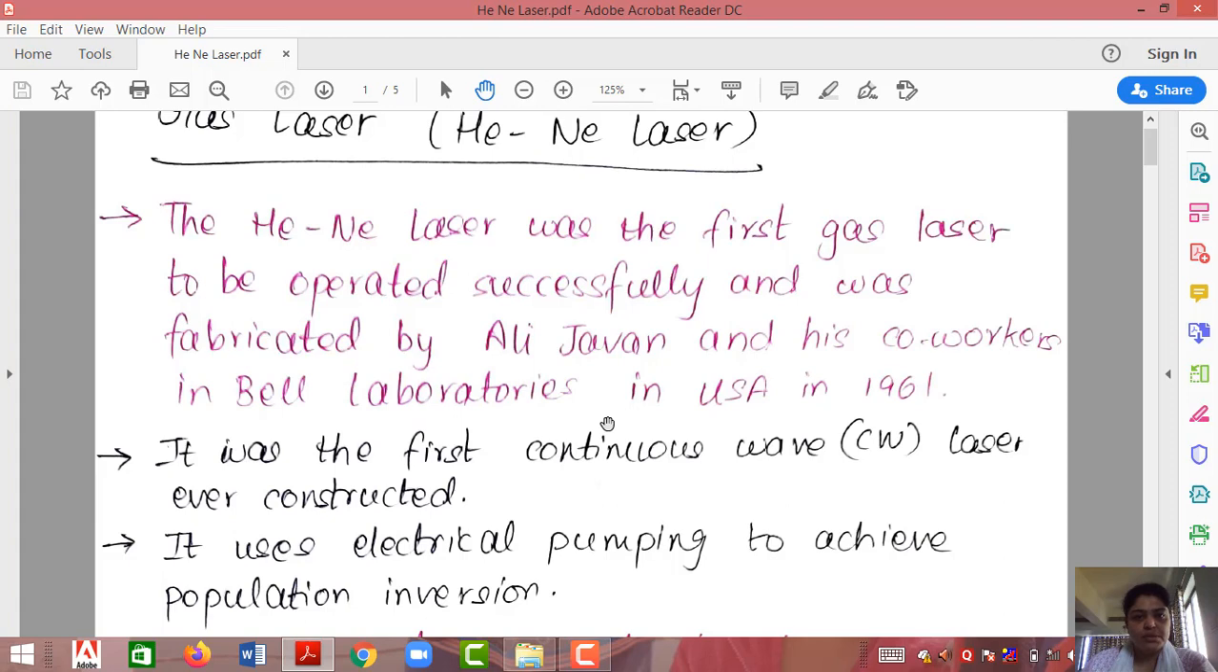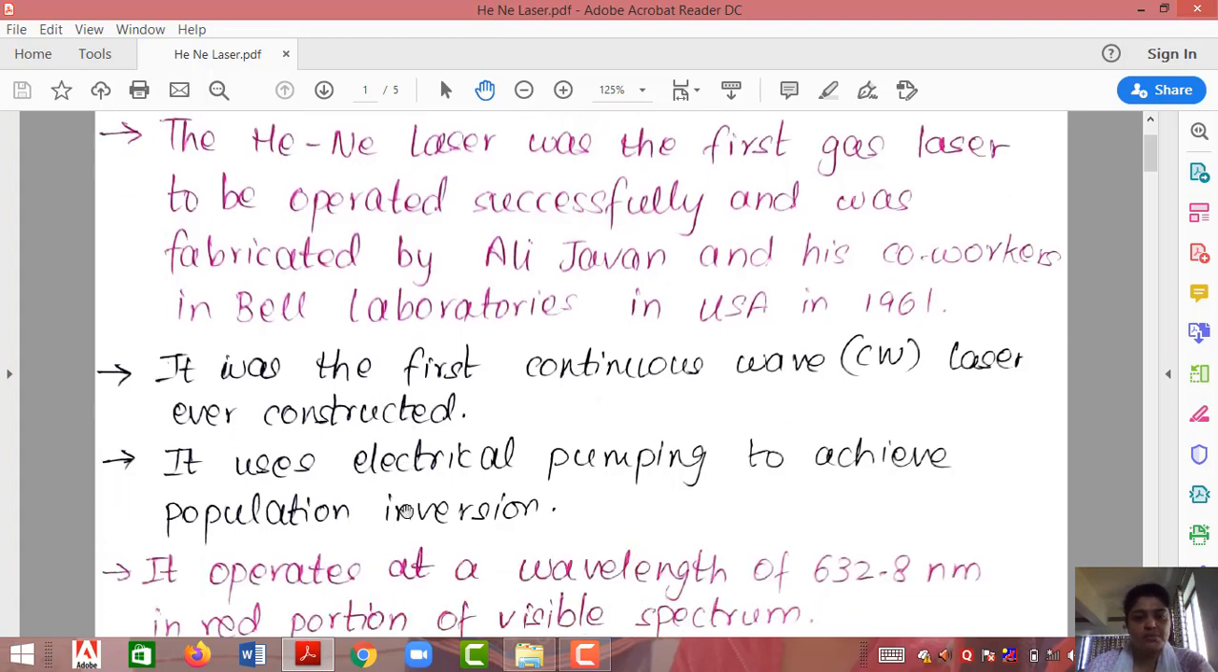Prior to the helium neon laser, there was the ruby laser developed in 1960, which we had discussed in the earlier video. That was a pulsed laser, but this type of laser is known as a continuous beam laser. Continuous wave laser means continuously you get stimulated emission.